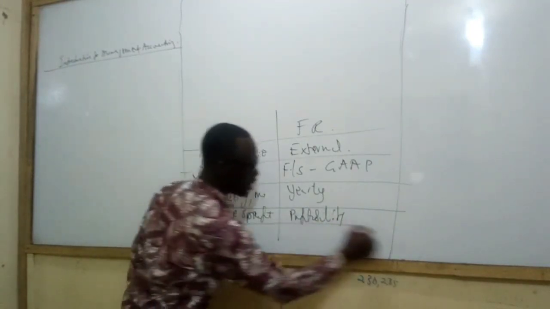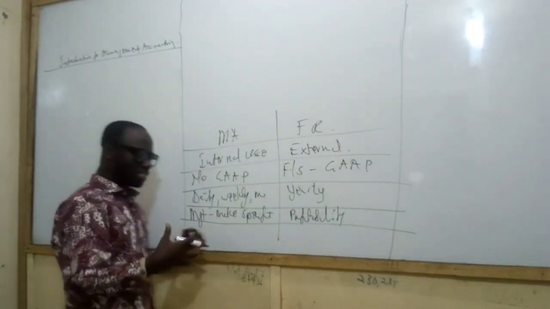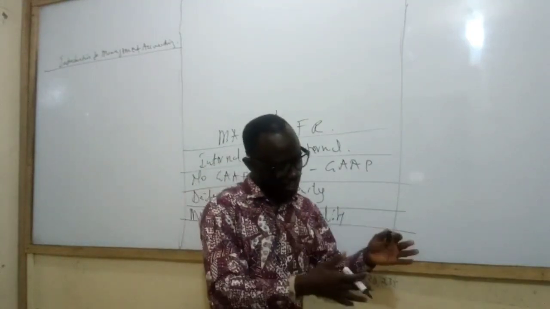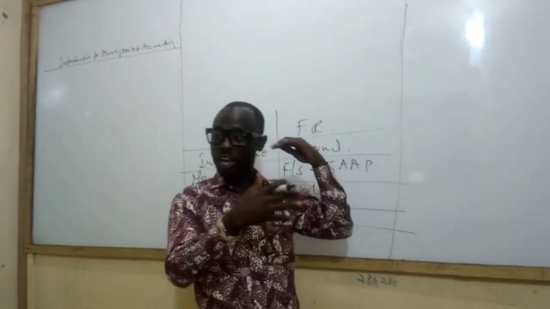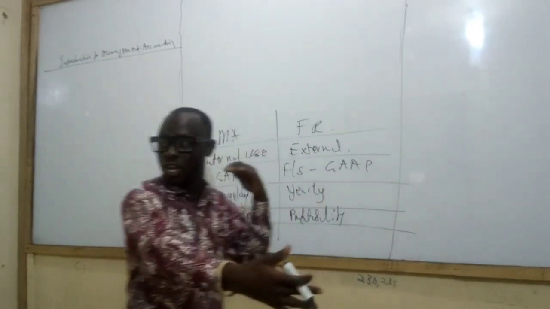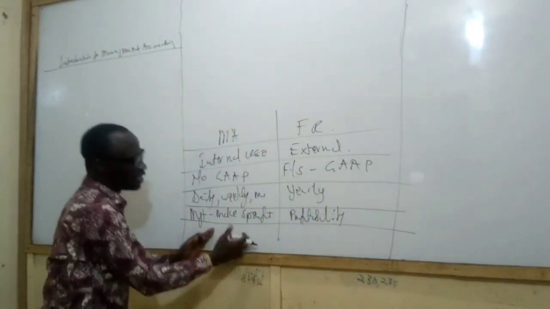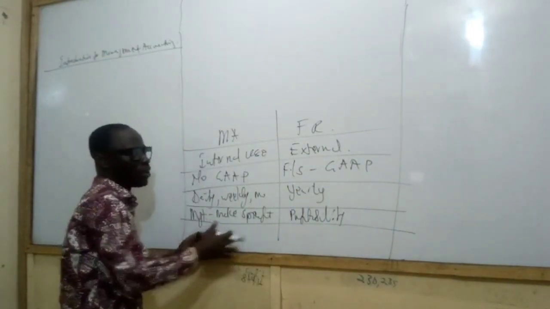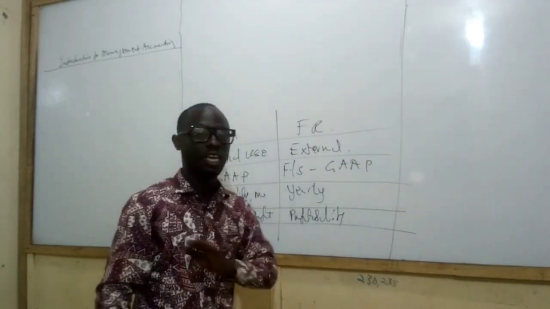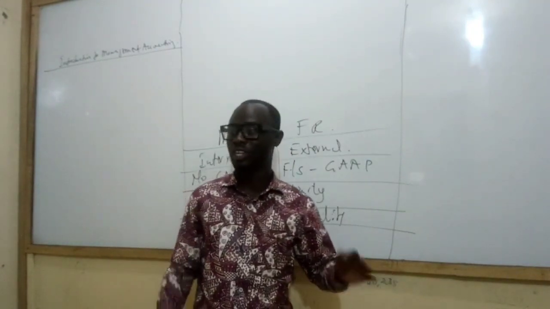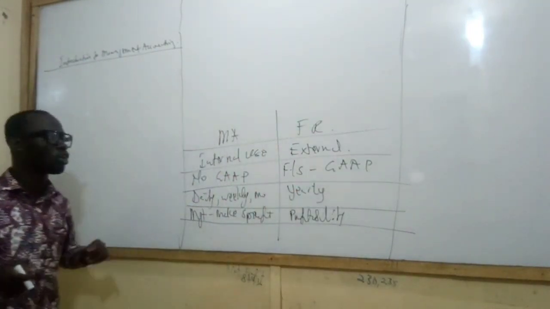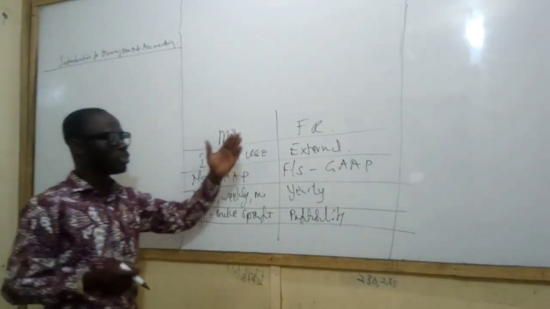Then MA has both, or can do both budgeting. It's both historical in nature and forward looking. Are you getting it? So MA is historical in nature and forward looking. FR is purely historical. Right? So these are some differences we can talk about in relation to management accounting and financial reporting.